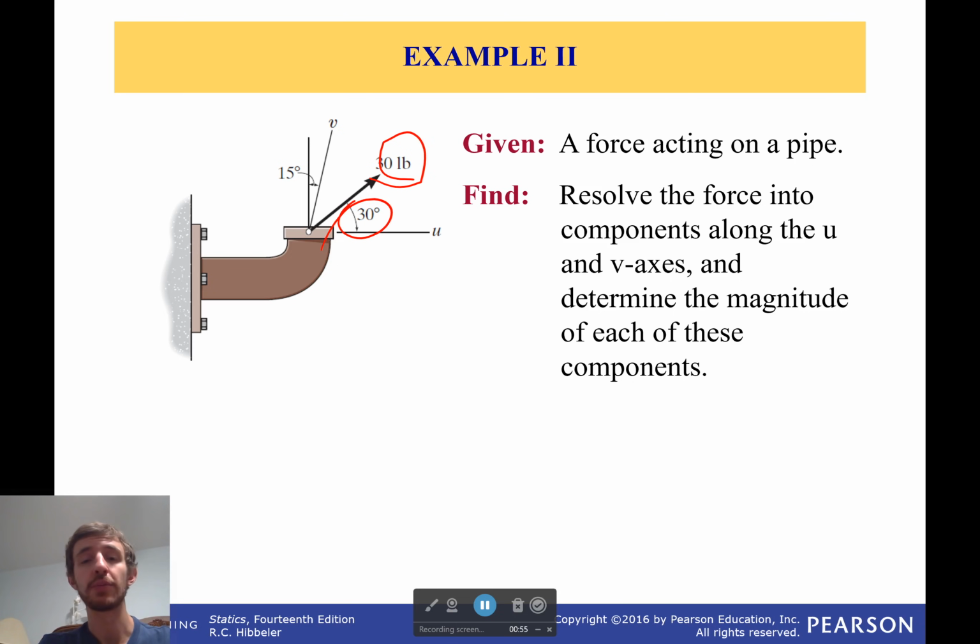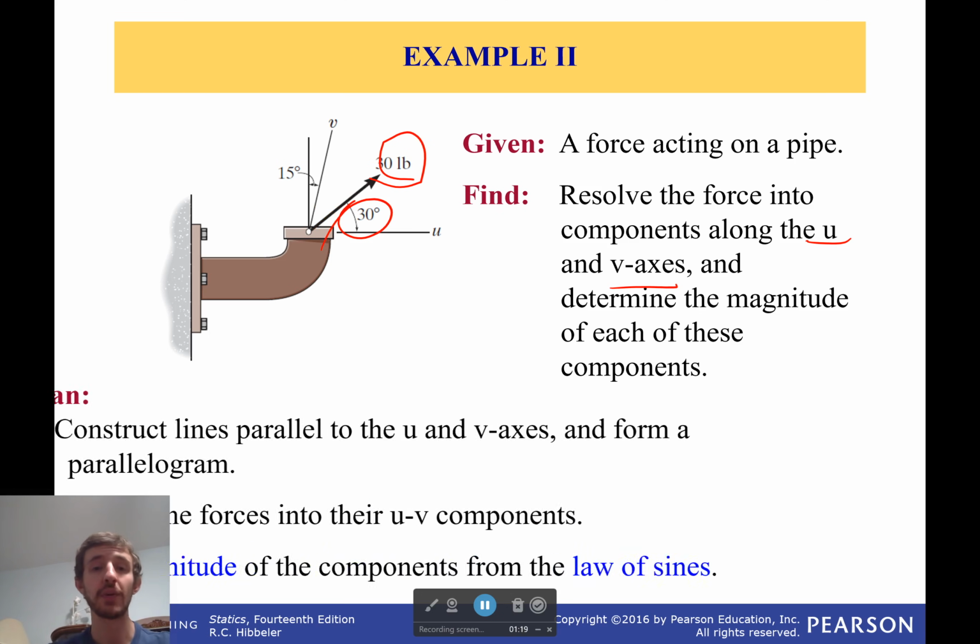So we're going to get into components along the U and V axes. You're like, well, what's the difference between the X and Y axis and the U and V axis? Is it just a different name? The difference is that this right here is not a 90-degree angle. So it's not the same thing as our X and Y axis. So we can't use sine of theta, cosine of theta, the simple triangle identities to solve this problem.